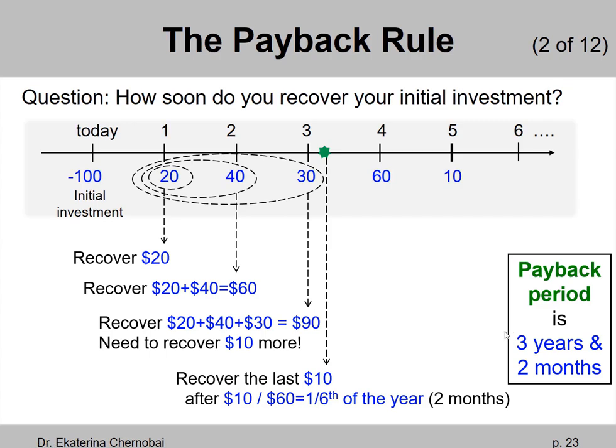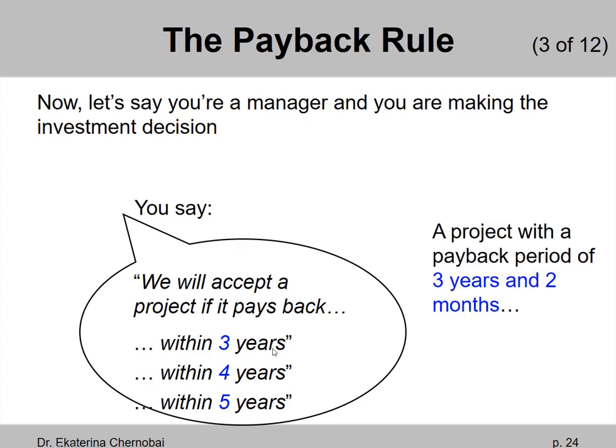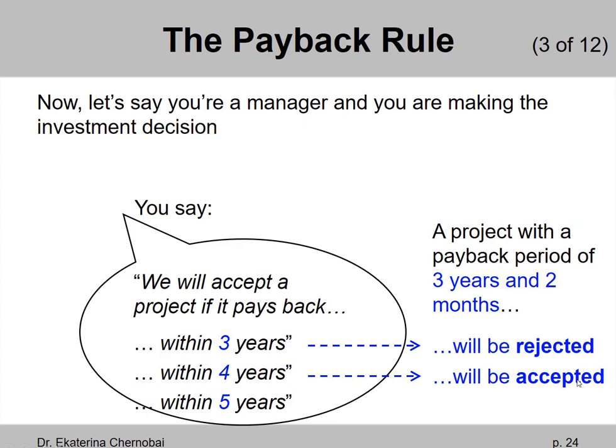Now, what do we do with this result? Let's say you are a manager of this potential project, and you need to make the investment decision. Should you accept it or should you reject it? And let's say your rule is that we're going to accept it if it pays back within 3 years. So if this project pays back in 3 years and 2 months, then it will be rejected. If, however, you are willing to wait 4 years, then because it does pay back within 4 years, the project would be accepted. If you're instead willing to wait, let's say 5 years to get your money back, then you're still going to accept the project because it pays back within 3 years and 2 months.